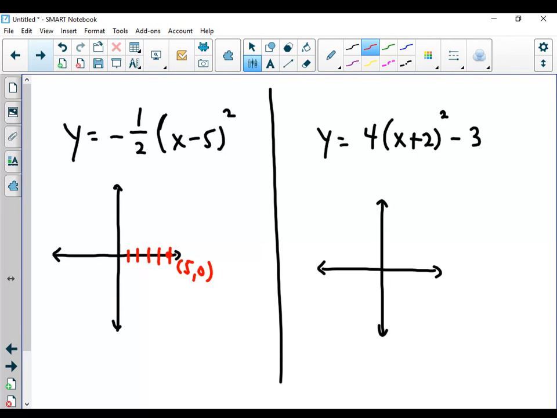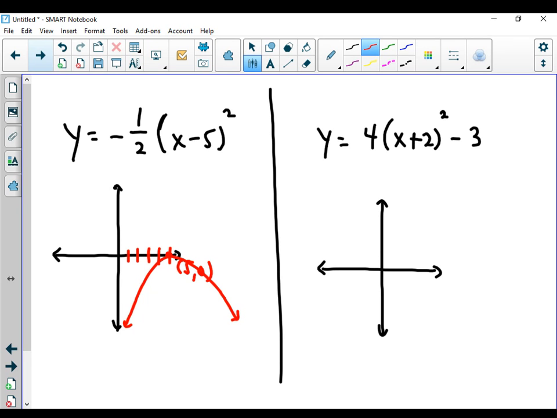All right, is this going to open up or down? Down because of the negative. Stretched or compressed? Compressed. So it's going to be a little bit wider. And again, we're just sketching, so we don't know exactly what it's looking like, but it's going to be a little wider than normal opening down.